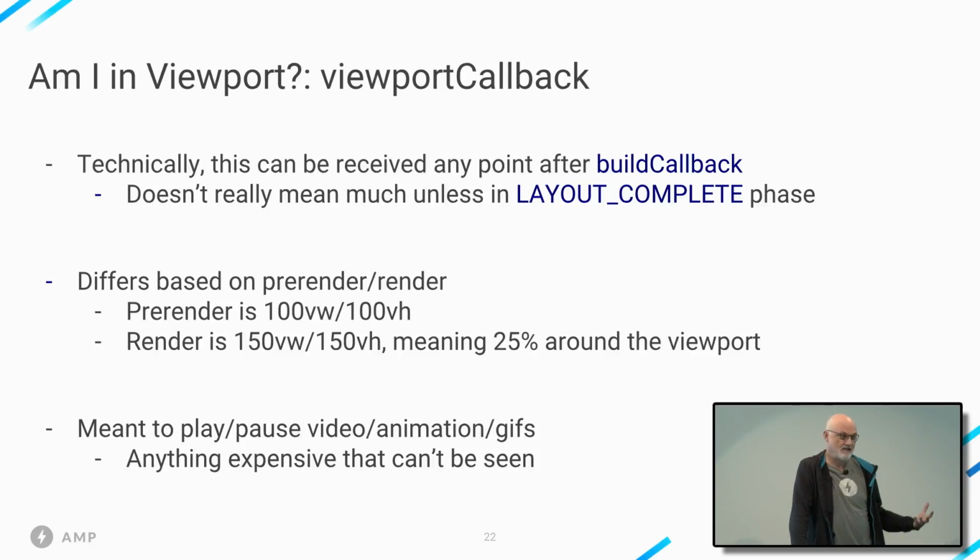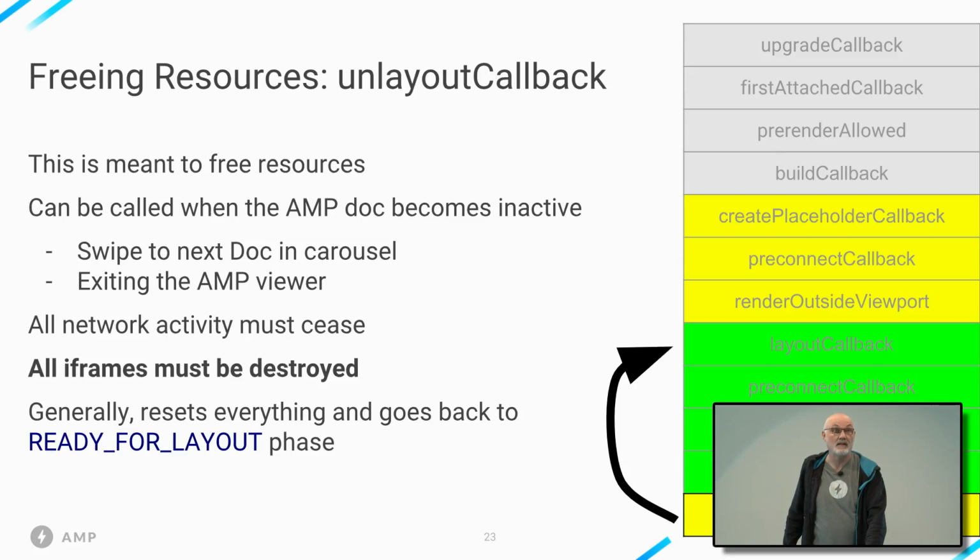When you're outside pre-render mode, the window is a little bit bigger. There's like a 25% buffer around the viewport. And it's there to let you turn off expensive things. Pause the video, turn off that animated GIF, stop doing things that make no sense to happen outside the viewport. So it's AMP just telling you, you came into the viewport, you went out of the viewport. It's a really handy feature, and it actually makes quite a difference to the performance of things if you can turn off what you don't need.